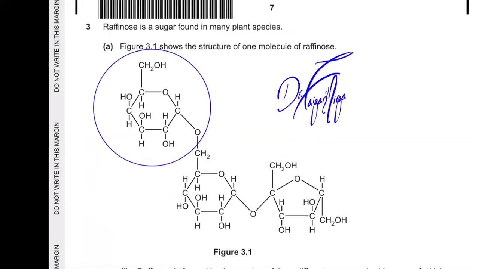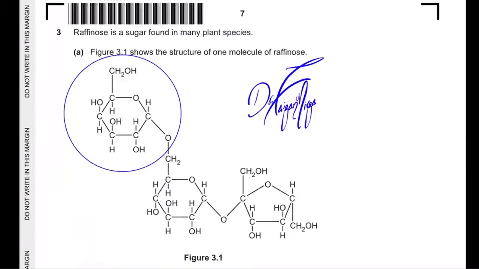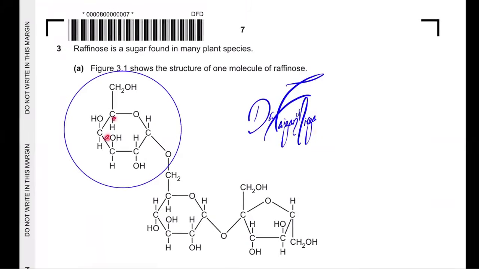The next question deals with raffinose, a sugar found in many plants. They are saying this is the structure of raffinose. It is formed by three different monosaccharides, one of which is glucose. On the figure, draw a part that can be hydrolyzed to form glucose. So we know that this part can be hydrolyzed to form glucose. So we just encircle it.